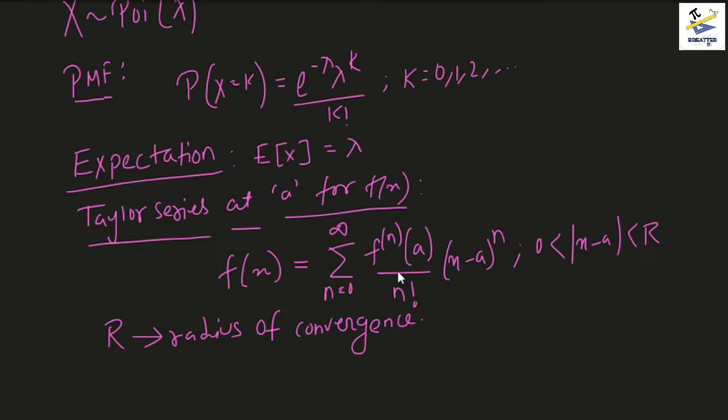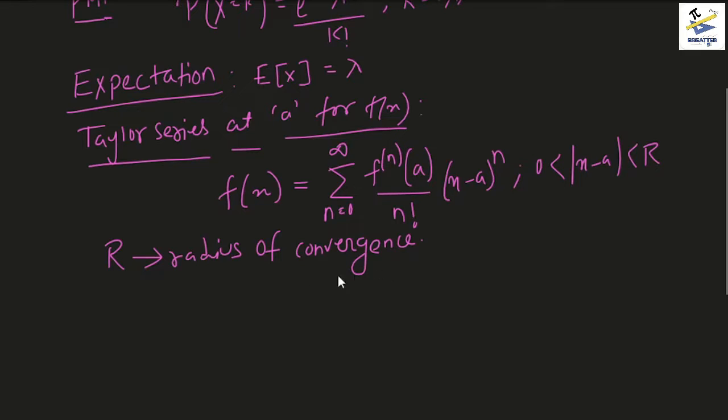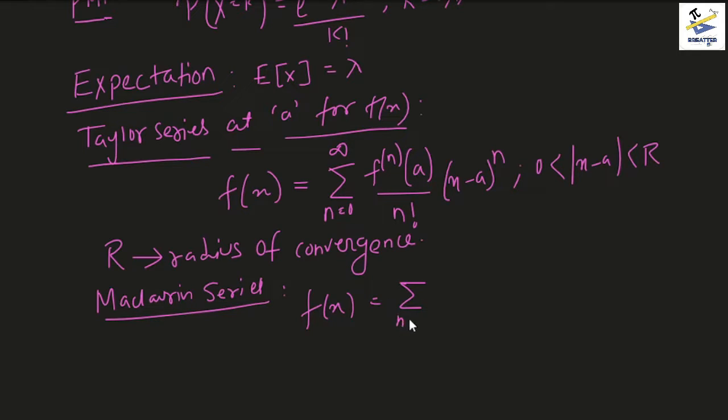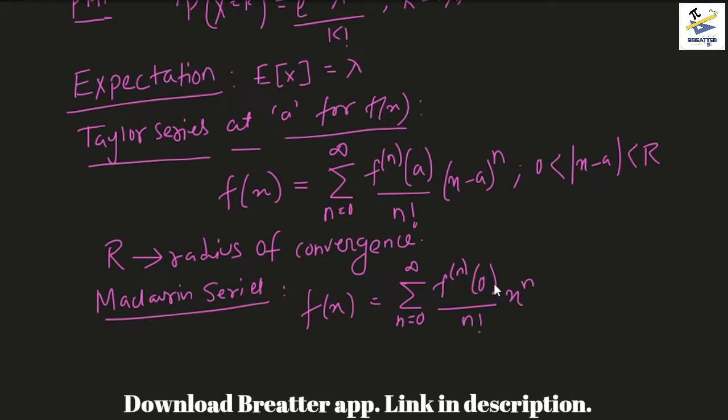So this was what we were studying in the last lecture. Of course we also studied the Maclaurin series, but that was just a special case of the Taylor series, like this. So it was just f of x equals summation n equals 0 to infinity, nth derivative at the point 0 by n factorial into x to the power n, right? Okay.